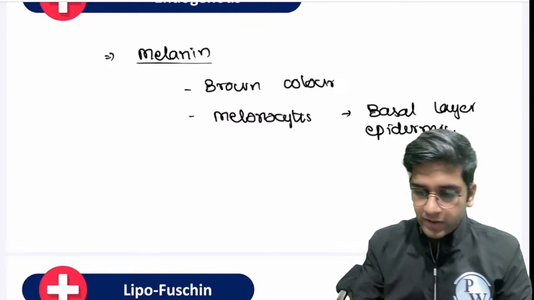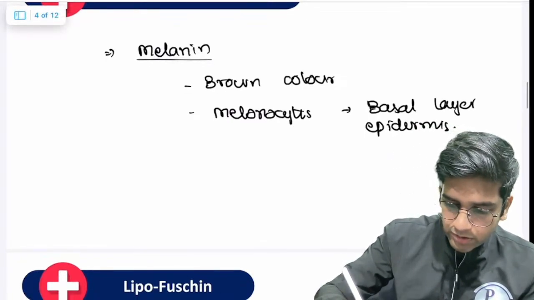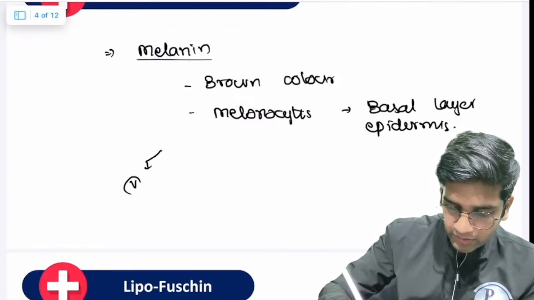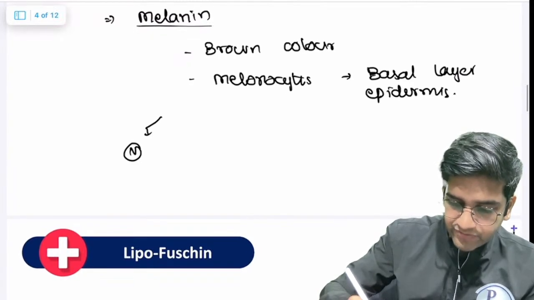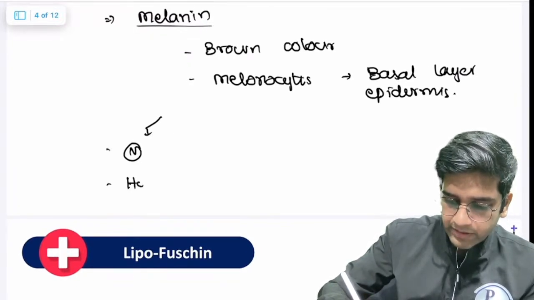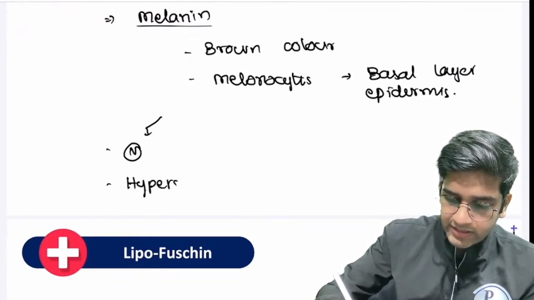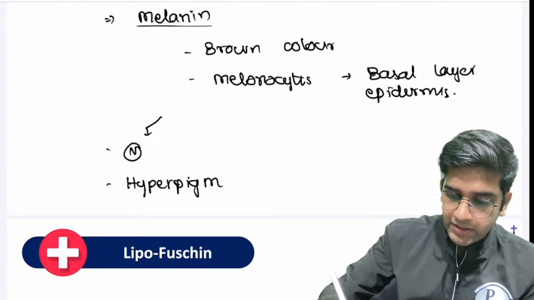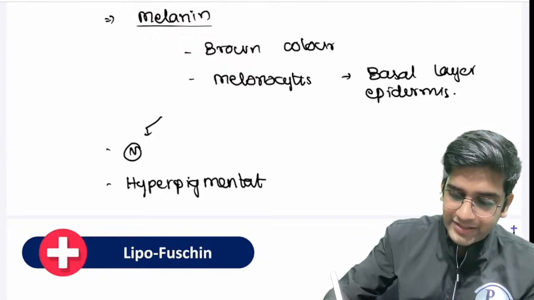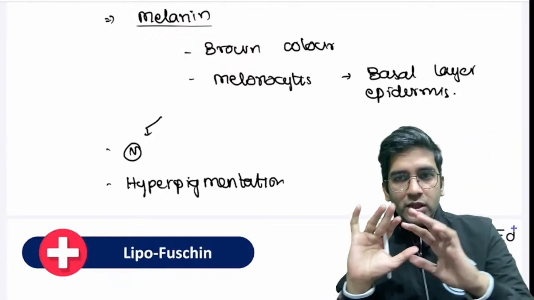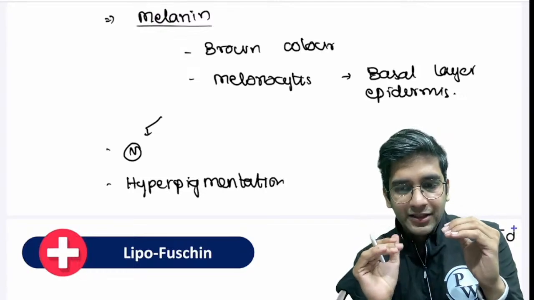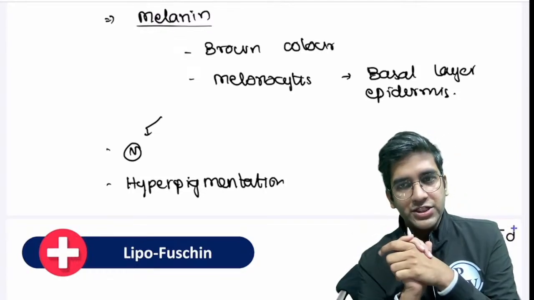Is that fine? Okay. So this melanin, normally I can see them, as well as there are a few conditions where I have hyperpigmentation. I'll see them when there's hyperpigmentation as well. This is abnormal deposition of melanin when it's in hyperpigmentation, right? Now let's learn and understand when this hyperpigmentation happens.